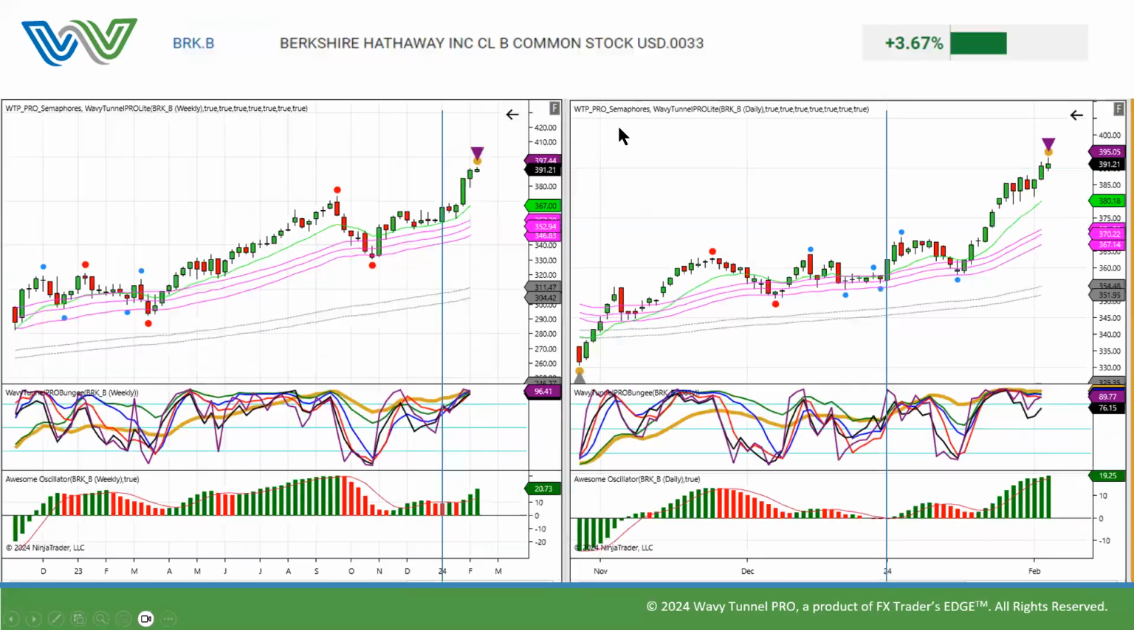And here's Berkshire Hathaway. This is really, really bullish. This has been bullish with the wave comfortably above the tunnel for a long time.